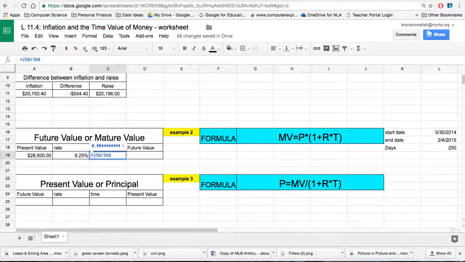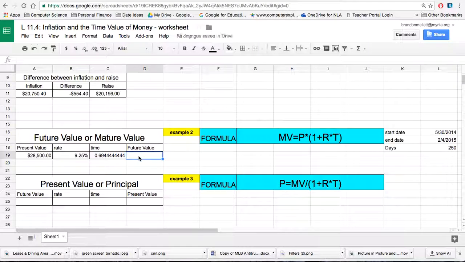And if it doesn't specifically say what type of interest, exact or ordinary, it is automatically assumed it's going to be ordinary every single time. So ordinary again is 360 days. So we calculated there's 250 days from May 30th to February 4th. Now we're dividing this to turn it into a time.